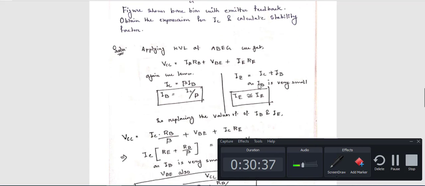Mainly the application of biasing circuit or stabilization circuit is basically to get a proper faithful amplification using a transistor circuit. Okay.